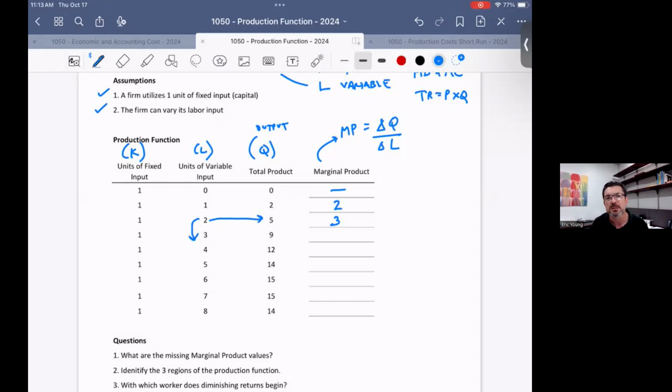What does that third worker bring us? Well, we can see here that with 3 workers, we go from 5 pizzas to 9 pizzas. So with 3 workers, now we have 9 pizzas. Not bad. What's the marginal contribution? What's the marginal product of that worker? Well, it's going to be the change in Q divided by the change in L. The change in Q, we went from 5 to 9. So the change there is going to be 4. The change in workers, we went from 2 to 3. So that's going to be 1. So the marginal product for our third worker is 4.